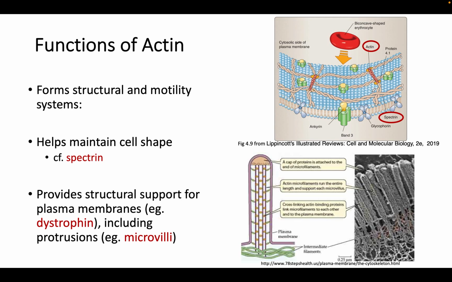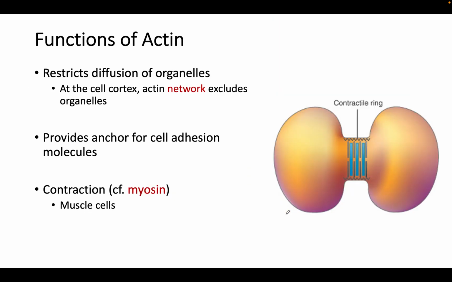Another example of where the actin is important for maintaining cell shape is in microvilli, and I've talked about that before. So I'll leave you on your own to read through what is in these bubbles on this slide right here to be able to appreciate that even better. Let's move on now to another function of actin, restricting diffusion of organelles.